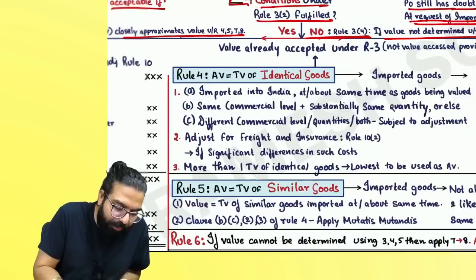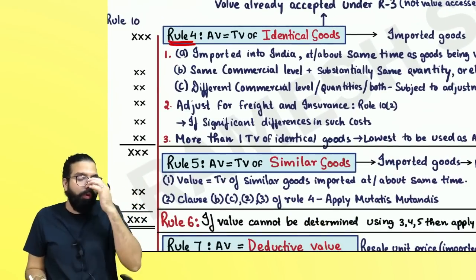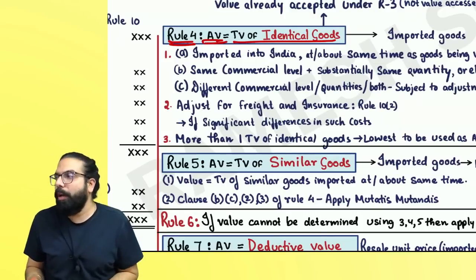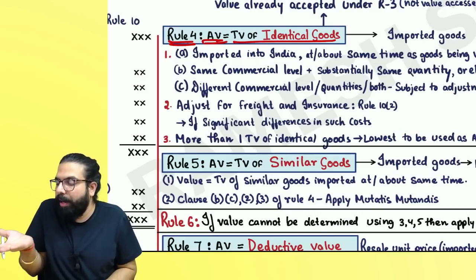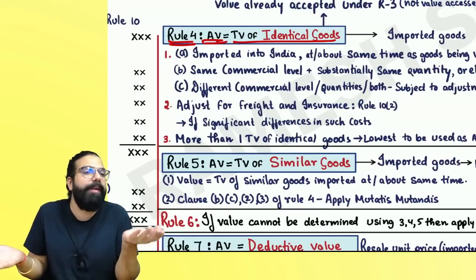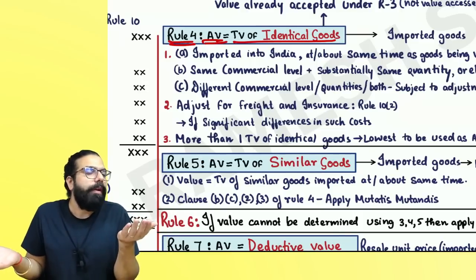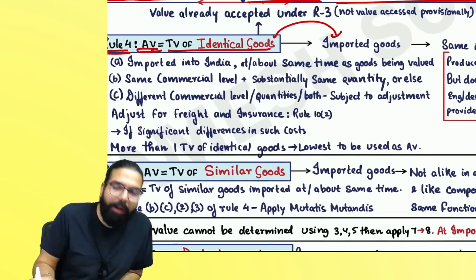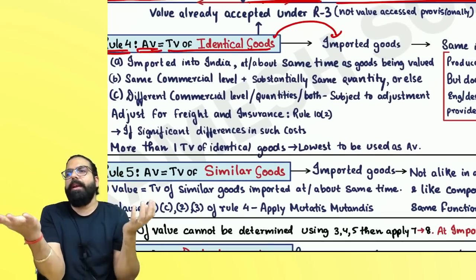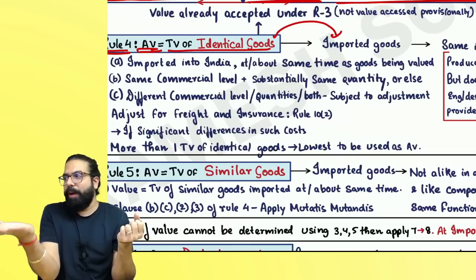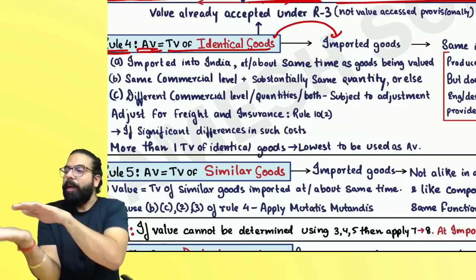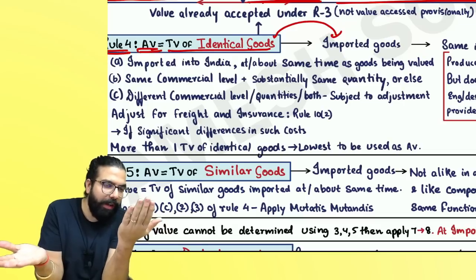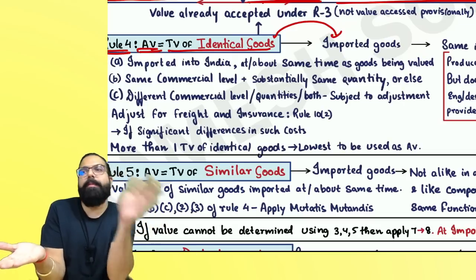And the first valuation rule which comes is rule number 4. Rule number 4 talks about the assessable value being the transaction value of identical goods. So if you imported a certain item and the officer is trying to find out the value, then the officer will apply the valuation rule, the first one being the identical goods rule. So what do you mean by identical goods, everyone? If I imported an iPhone and the officer is trying to find out the value, the officer will see if somebody had imported exactly the same iPhone, and what value was accepted in that case will be accepted in your case also.